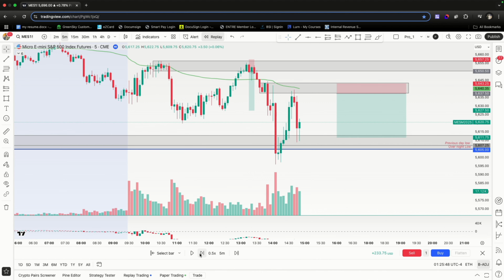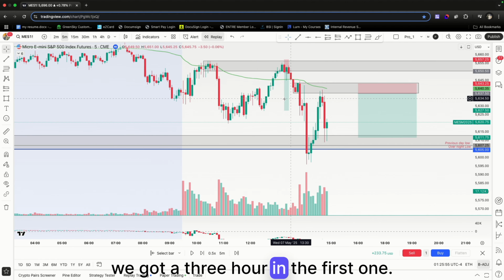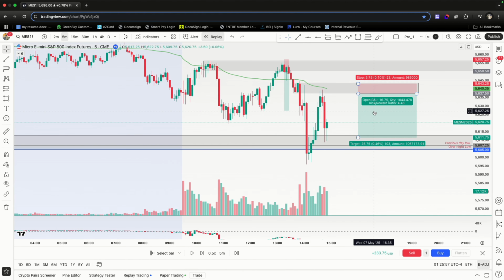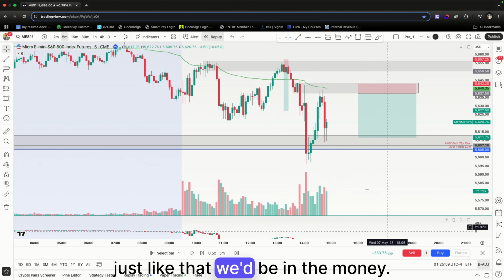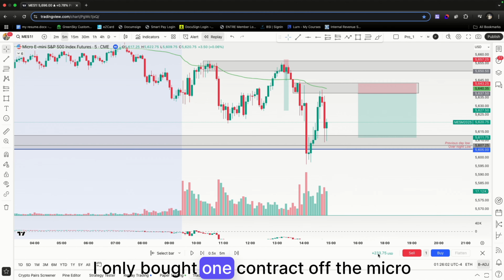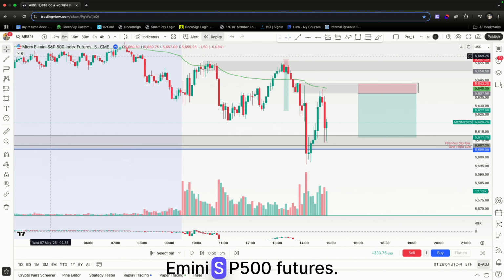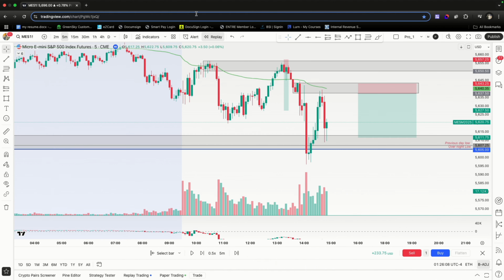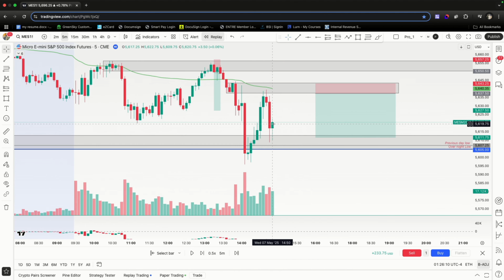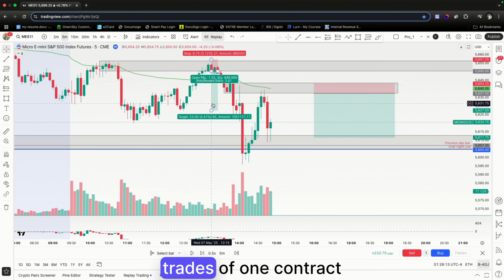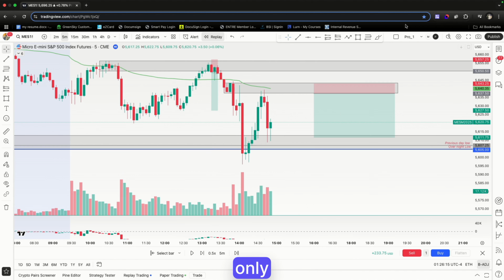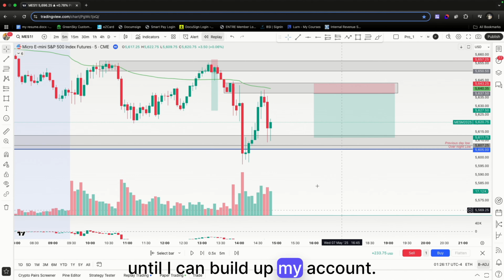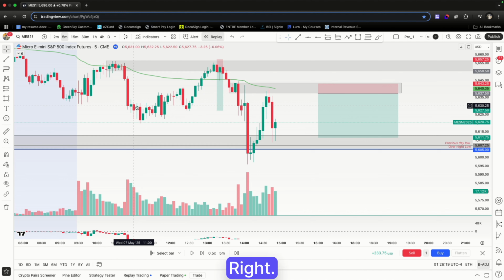Without taking too long, boom, perfectly executed. Another 4-hour, well, we got a 3-hour in the first one. This one's a 4-hour trade. And just like that, we'd be in the money. I only bought one contract of the micro E-mini S&P 500 futures. And I'm a beginner, so I'm not trying to go crazy. I'm just taking trades of one contract only until I can build up my account, right?